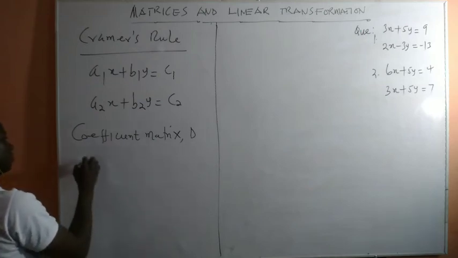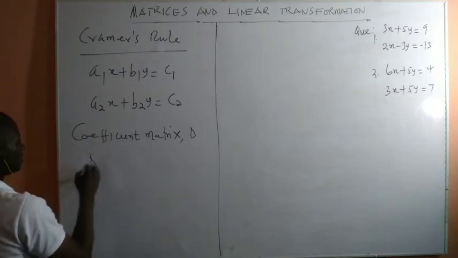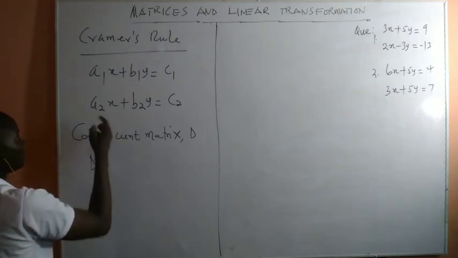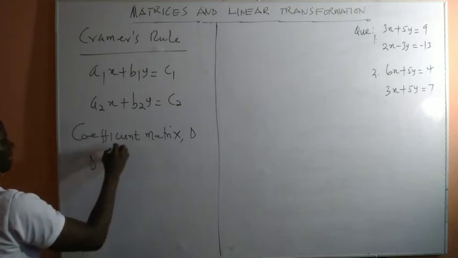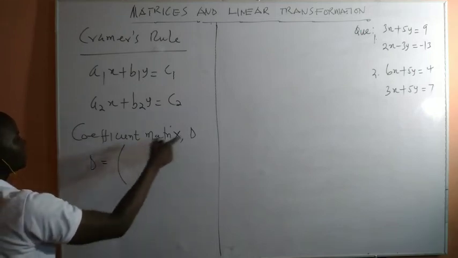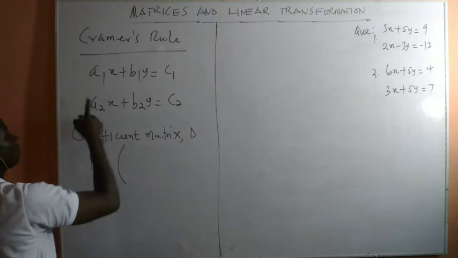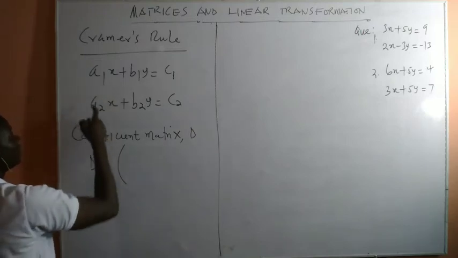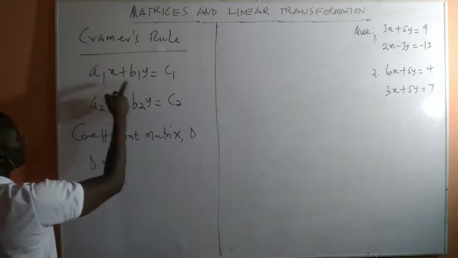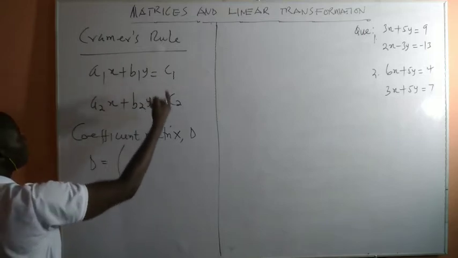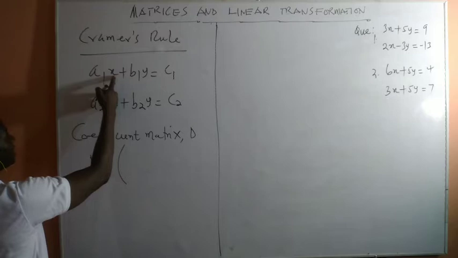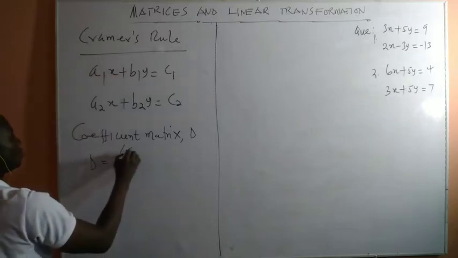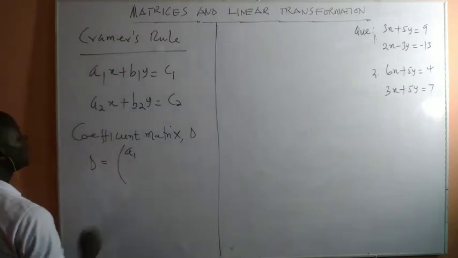Now this is how the matrix D will come out of the linear system. The coefficient matrix D is the coefficients of the variables in the system of linear equations. The variables are x and y, and the constants are c1, c2. The coefficient of x in the first equation is a1, so the first term of the matrix is a1.